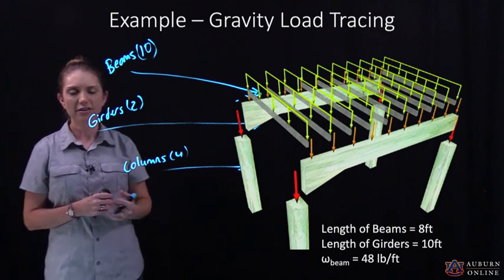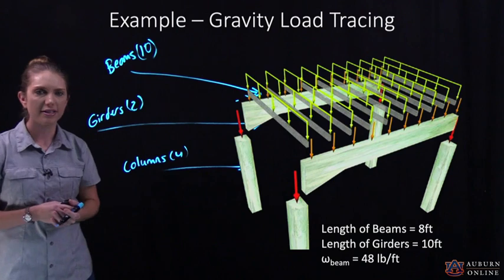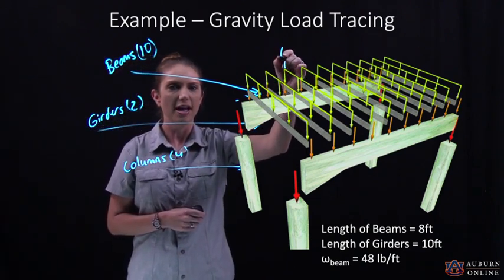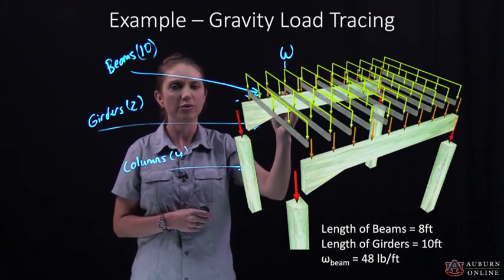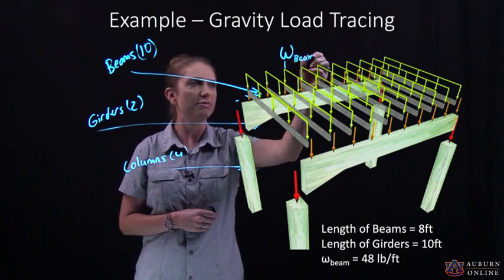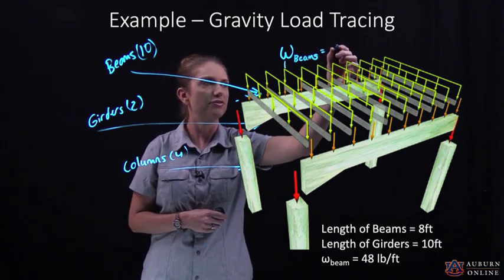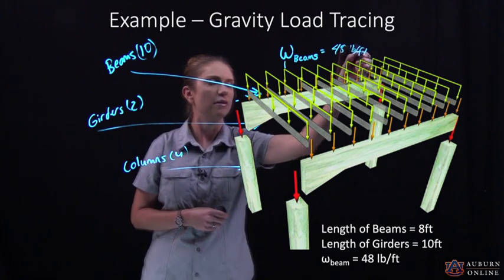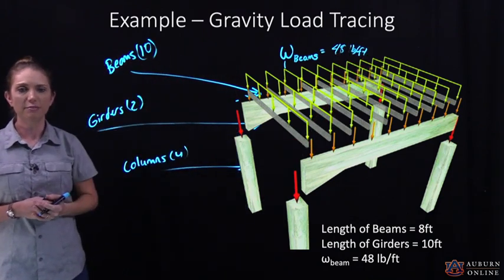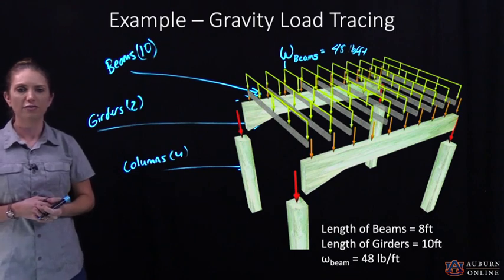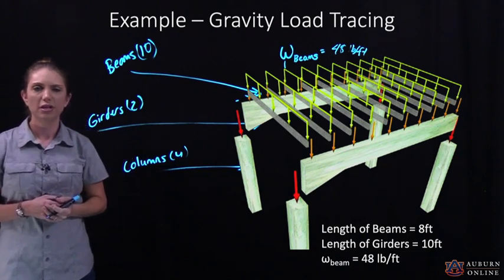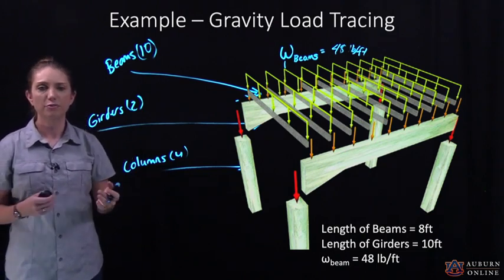And what we have here with this uniform loading is basically we have the beams that you see here, all 10 of them, have a uniform load, which we denote with a little w. And that uniform load for each of these beams is going to be this 48 pounds per foot. In other words, for every foot of length of beam, we're going to have a loading of 48 pounds. So what we'll do is we'll trace this load of 48 pounds per foot through the beams.